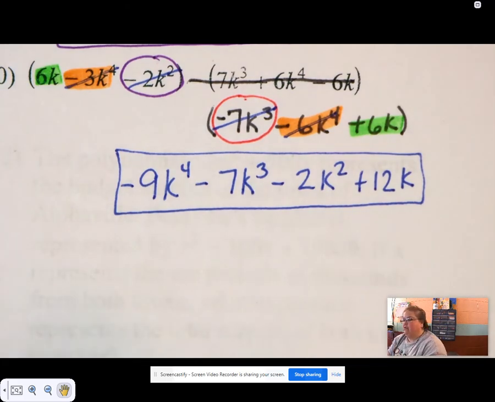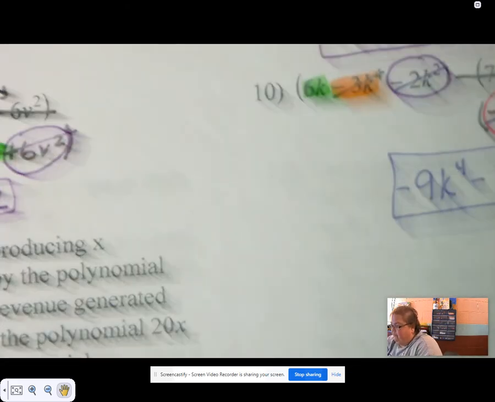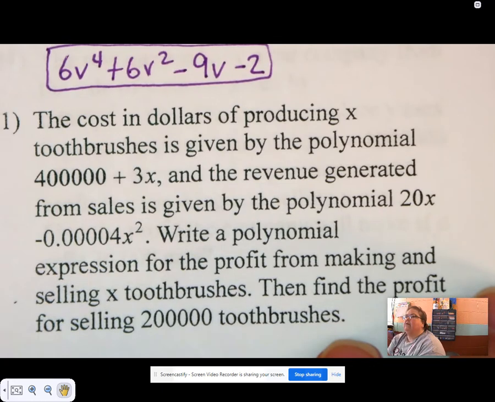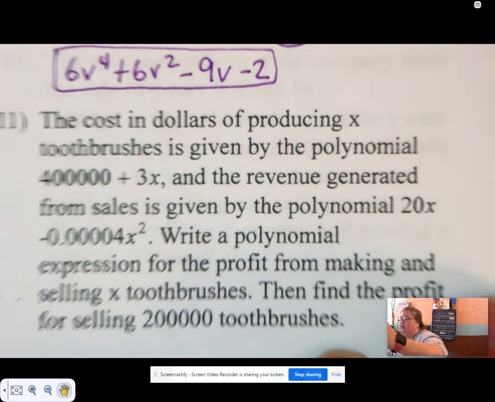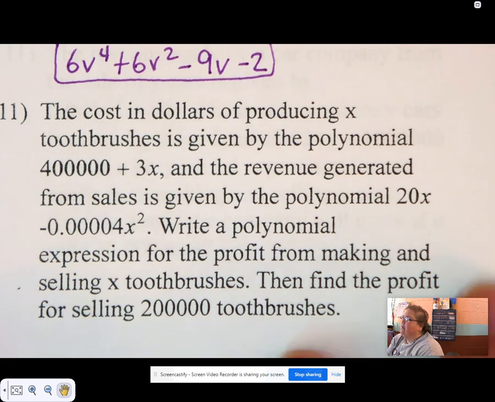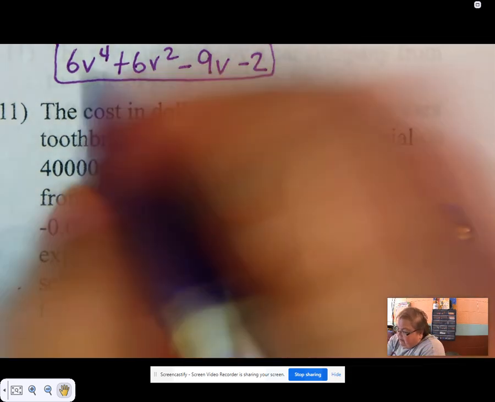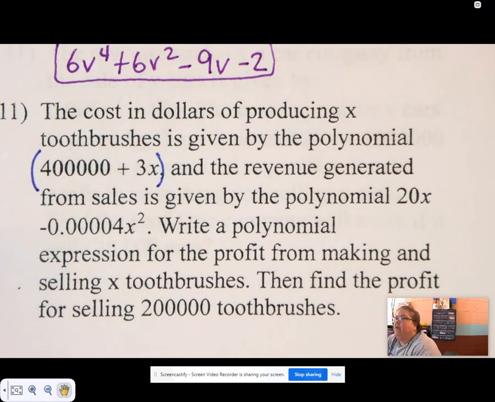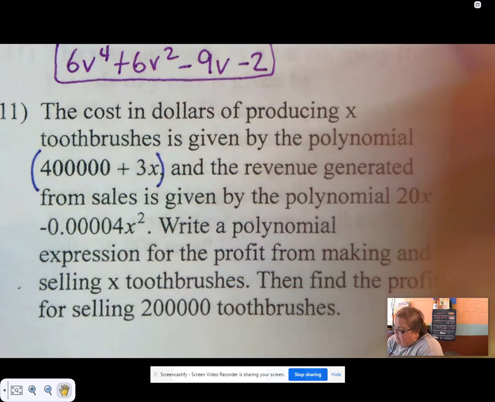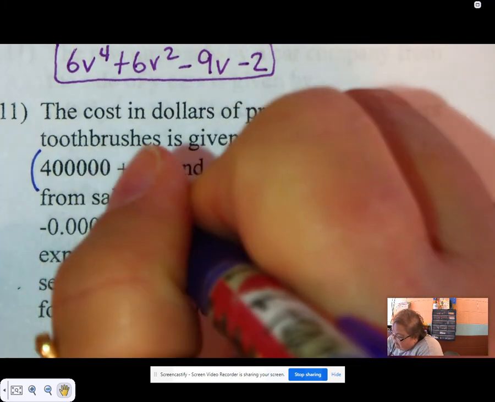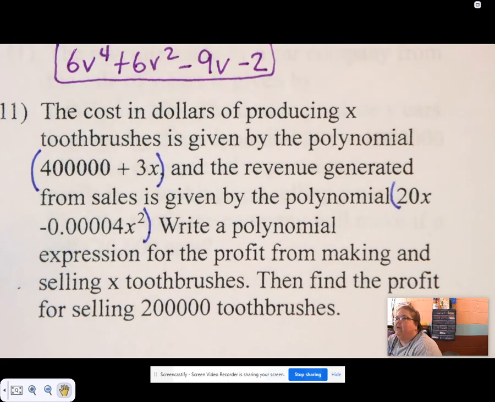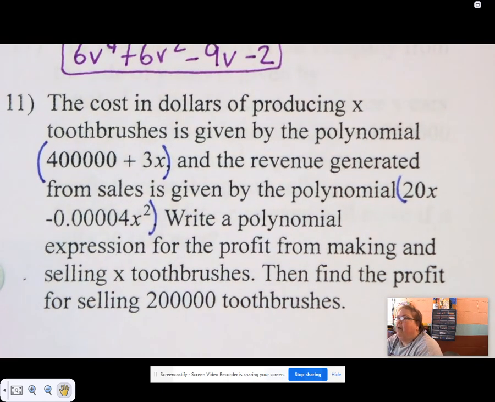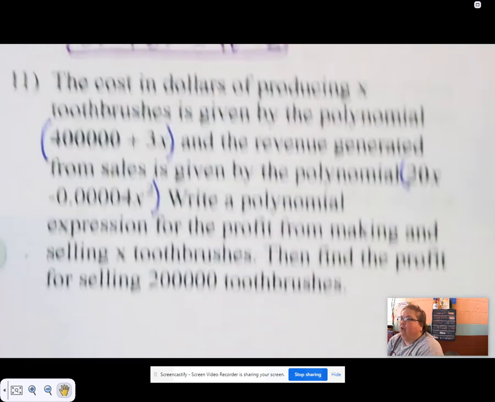Okay, let's do our modeling problem. The cost in dollars of producing X toothbrushes is given by this polynomial. So I'm going to put parentheses around my polynomial. So that's my first one. And the revenue generated from sales is given by this polynomial. So I'm going to put parentheses around my second one.